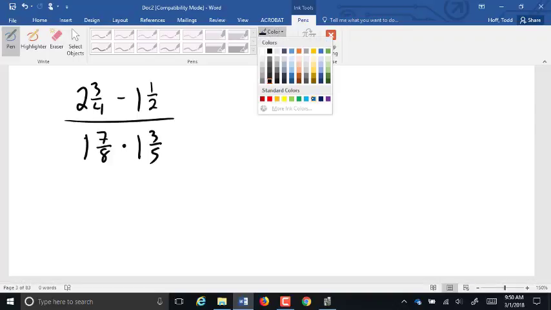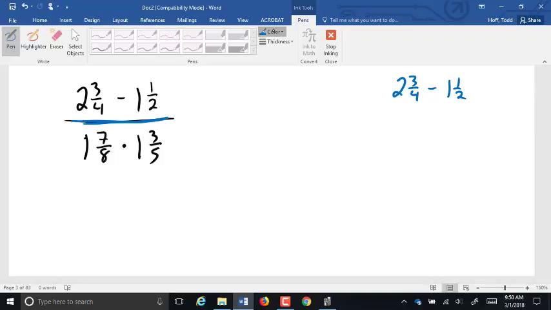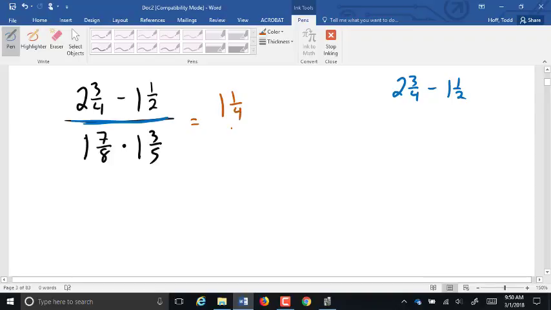Now remember, the fraction bar means division, and it's also an enclosing symbol. It means we have to do everything on top first. So on top, we have 2 3/4 minus 1 1/2. What's that come out to be? 1 1/4.